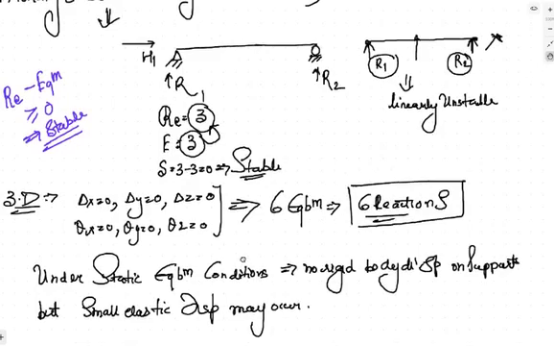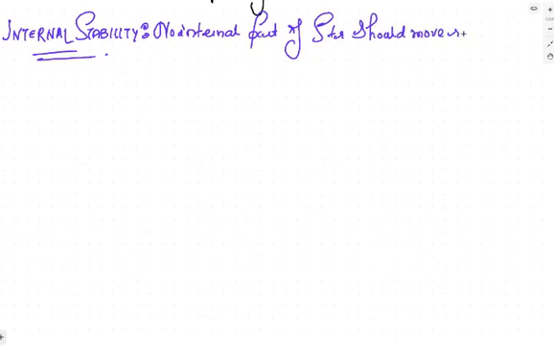Now next case, internal stability. After external stability, let's come to internal stability. इंटरनल स्टेबिलिटी की बात की जाती है तो, no part of the structure should move relative to the other part. Basically no internal part of the structure should move relative to another part. No internal part of the structure should move.